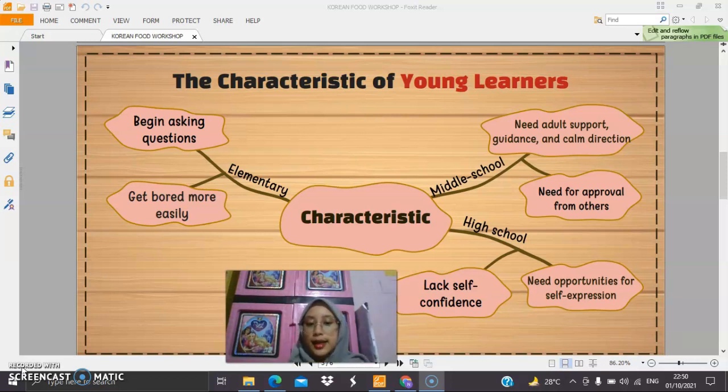And the last, the characteristic of learners in high school. At high school, they need opportunities to express themselves. This is because they think more critically, so they prefer to discuss or argue. It expresses themselves and their abilities.